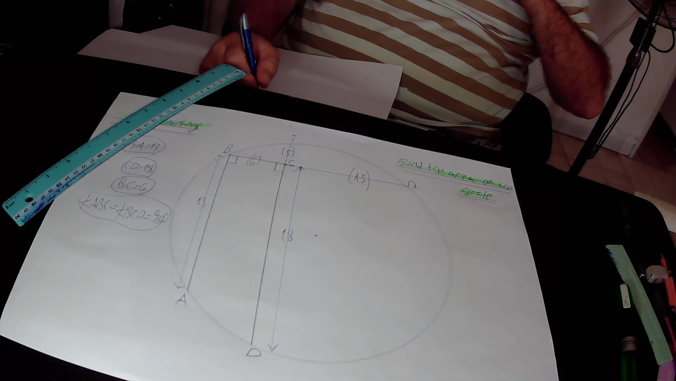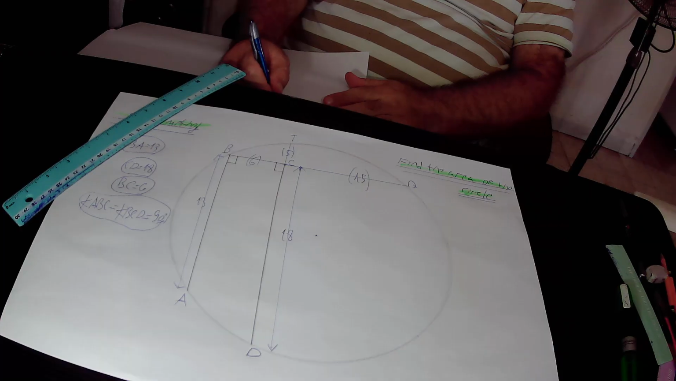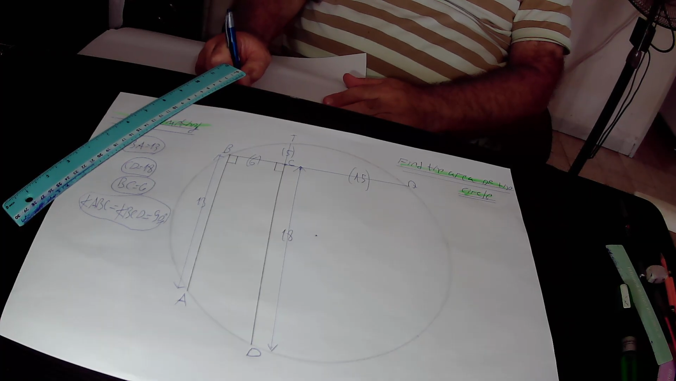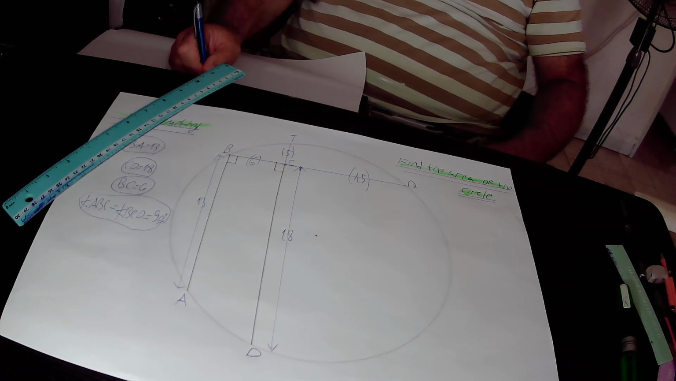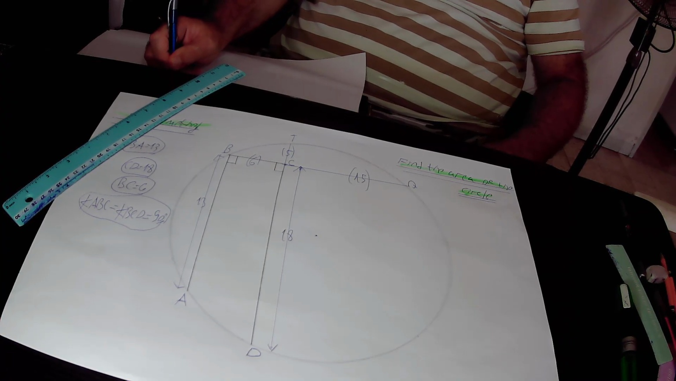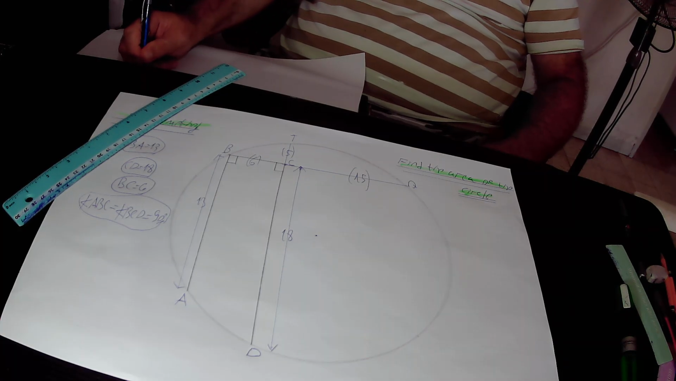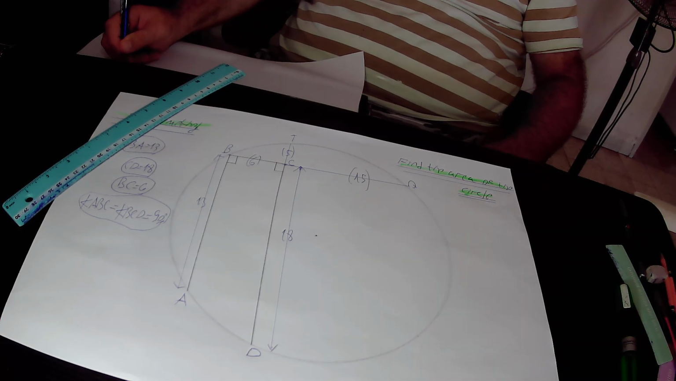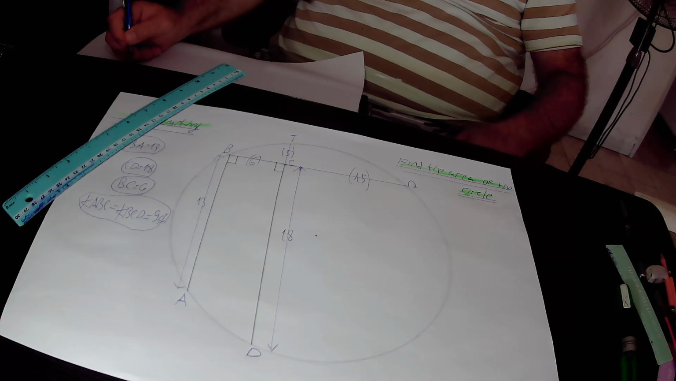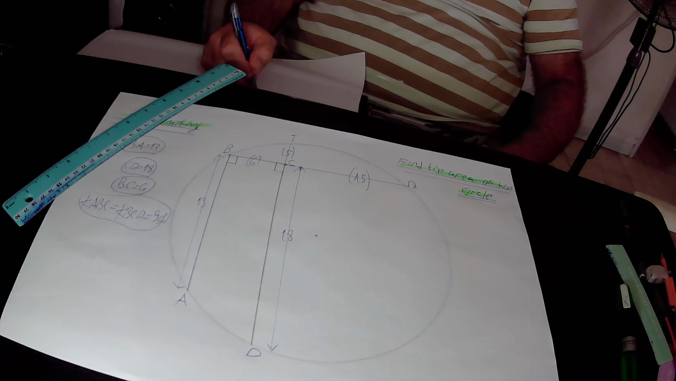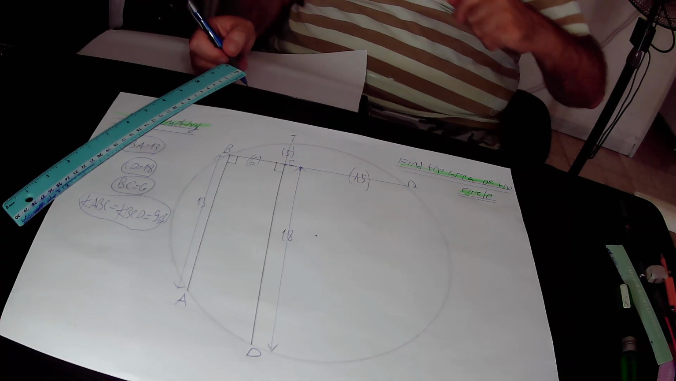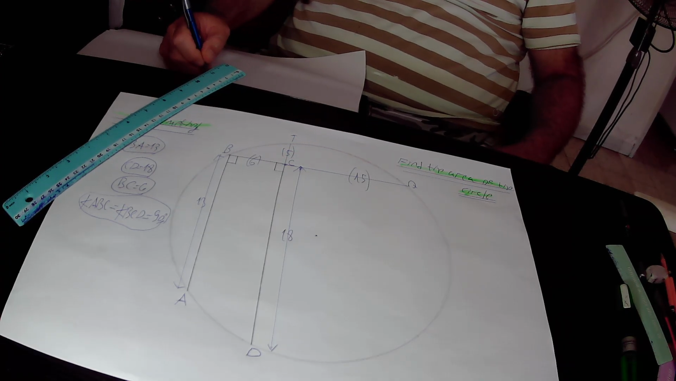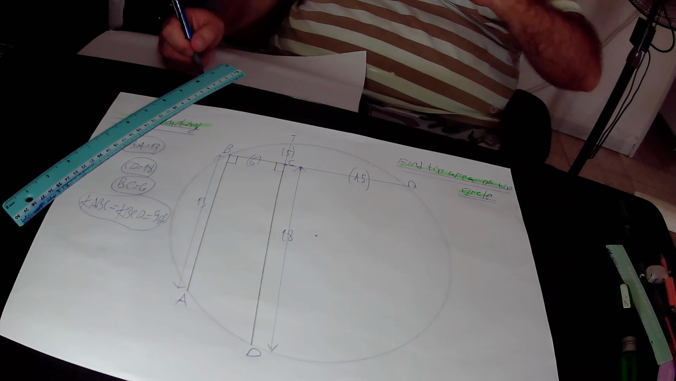chord TD intersects with chord BQ at 90 degrees, and their intersection point, that's actually point C, they create between them 90 degrees. Point C is their intersection point.